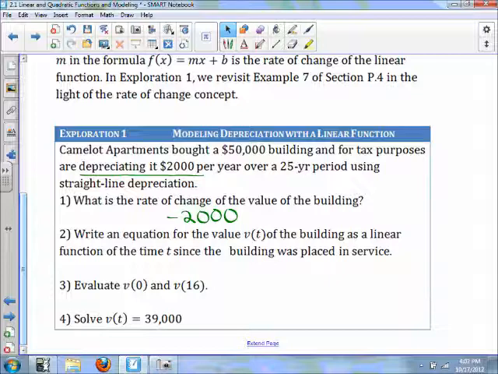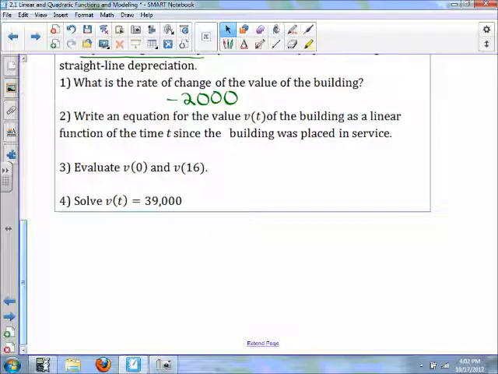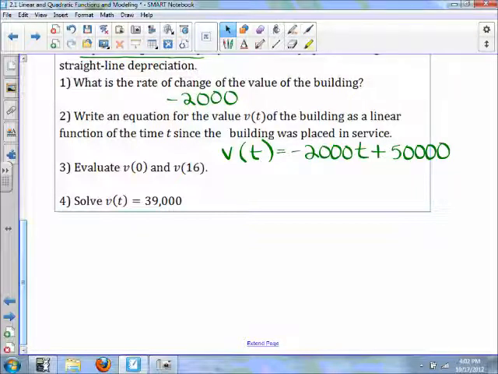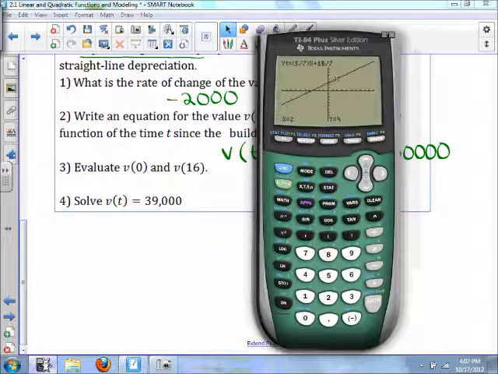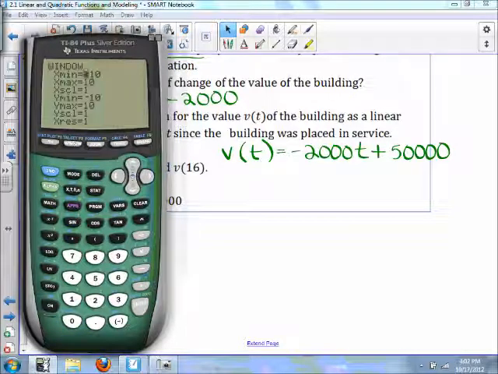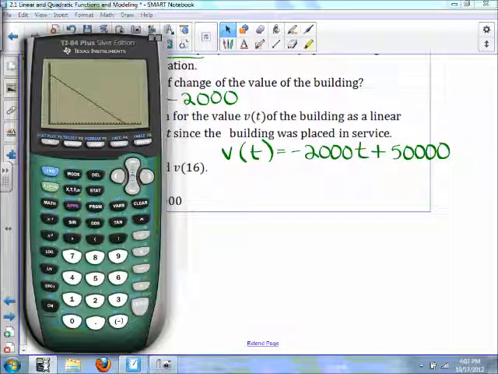Now we need to write an equation for the value v of t of the building as a linear function of time since it was placed in service. So that means v of t will equal negative 2,000 t plus 50,000. $50,000 is our y-intercept. That's where we bought the building. Now, let's actually plug that into our calculator. We're going to change our window a little bit. So we'll go 0 to, let's say, 30 years. Then we'll go 0 to 60,000. So that's what it's going to look like.